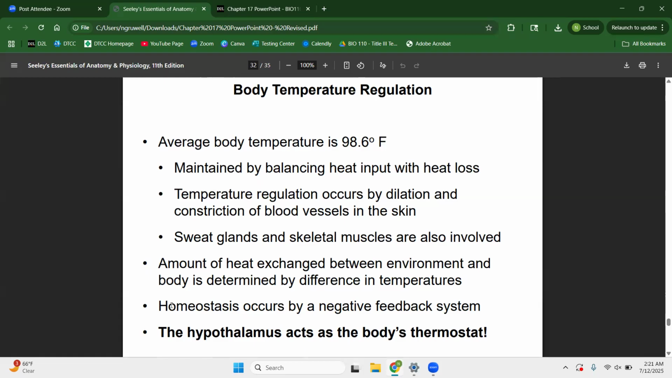Remember, almost all of our homeostatic processes are going to occur via a negative feedback system. We need to oppose the change. So negative, think opposite, because we don't want something that's going in the wrong direction to keep going farther in the wrong direction, because that's what would happen if it was a positive feedback system. The change would be amplified. And so if you remember back to our nervous system chapter, the hypothalamus is primarily responsible for being the body's thermostat and helping control that negative feedback system.